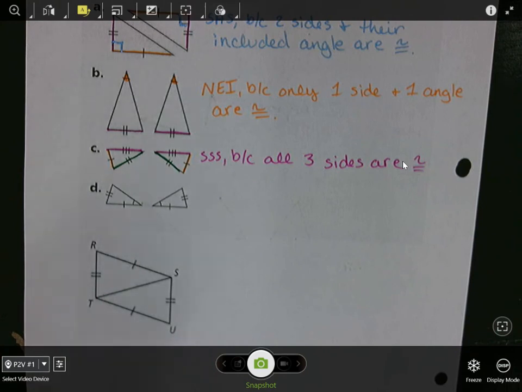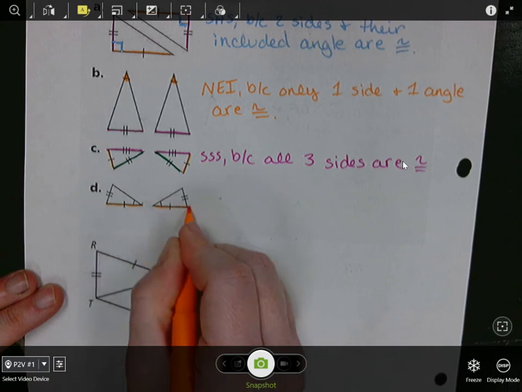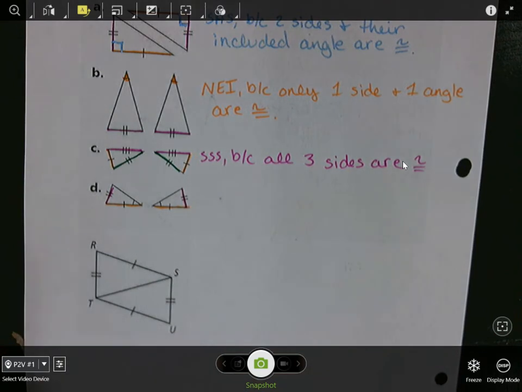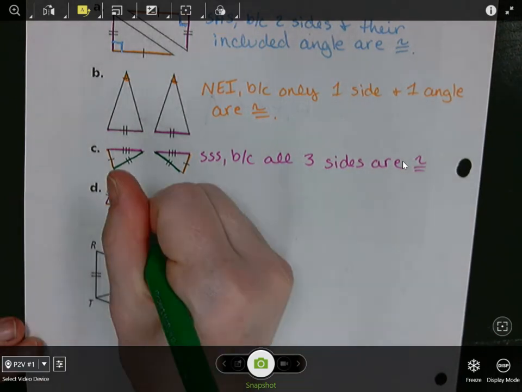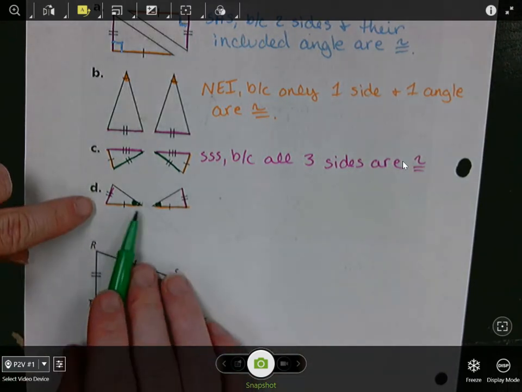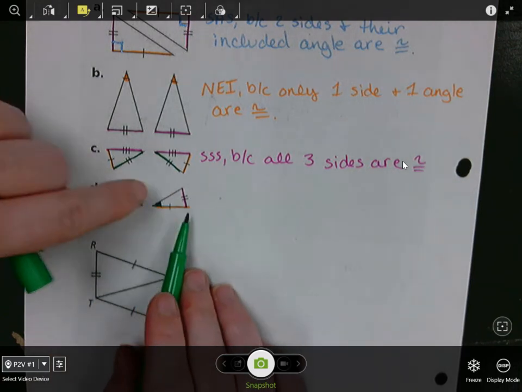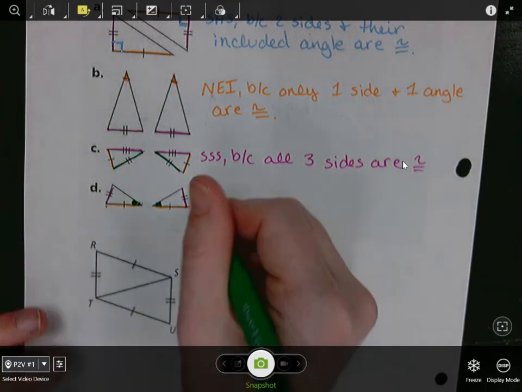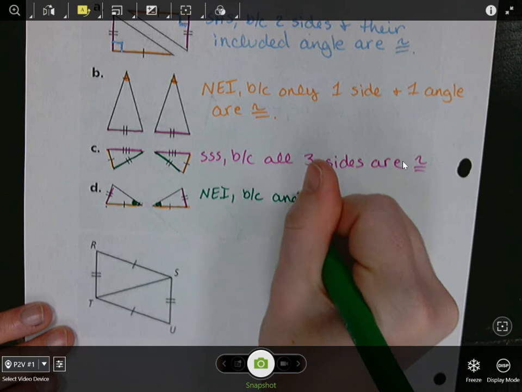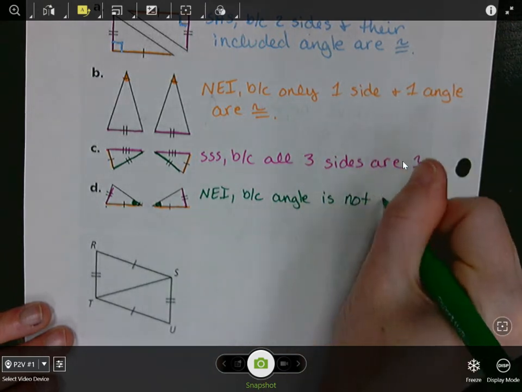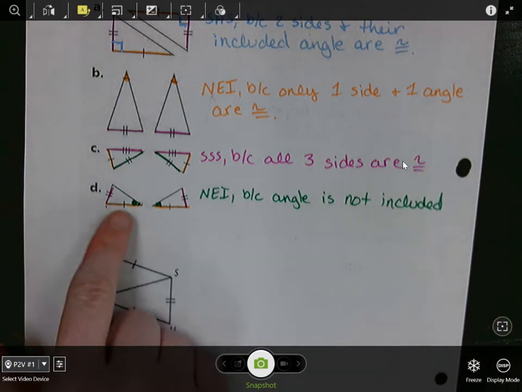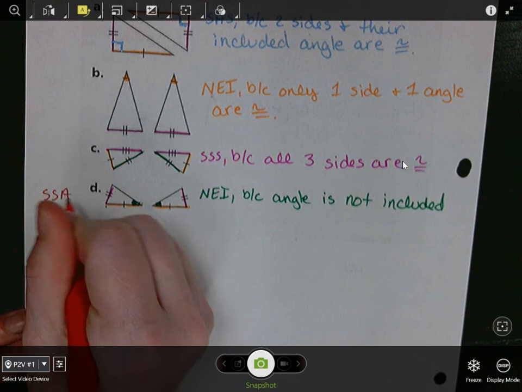Okay. The next one, this side and this side, this side and this side, and then this angle and this angle. So I do have two sides and an angle. However, the angle's not included between the sides. So this one I wouldn't be able to use side, angle, side. So this one would be not enough information, because the angle's not included. Okay. This one here would actually be considered a side-side angle, and that's a big no-no.